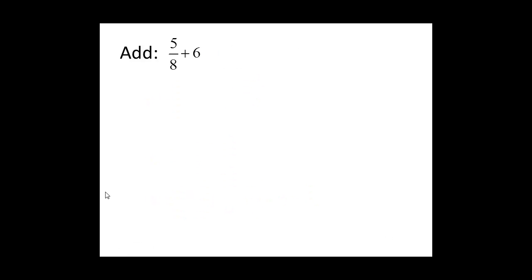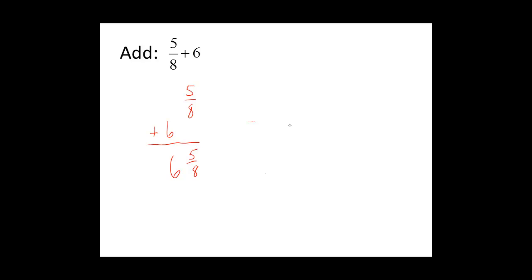Add 5/8 plus 6. We will write this vertically, 5/8 plus 6. Notice I put the fraction part here and the whole number part here. We're adding a fraction to 0 and we get 5/8. We're adding nothing to 6 and we get 6. So 5/8 plus 6 is equal to 6 and 5/8.